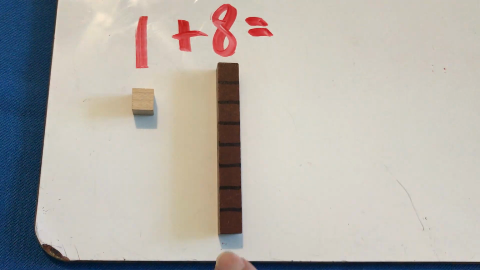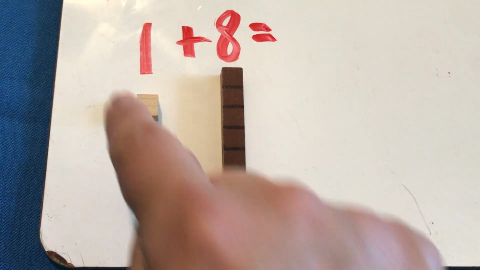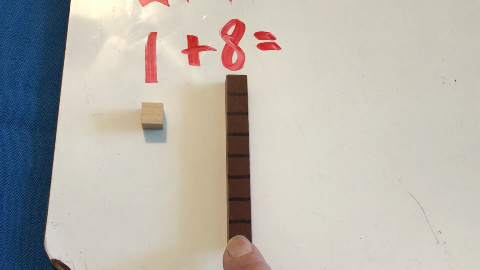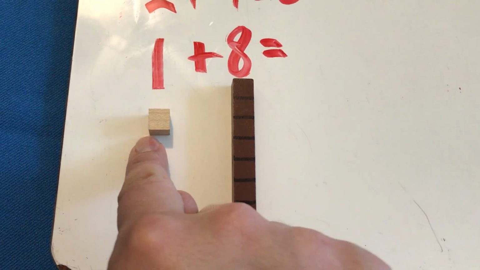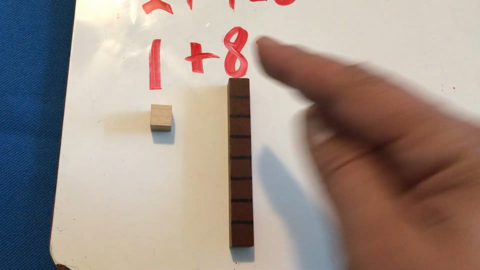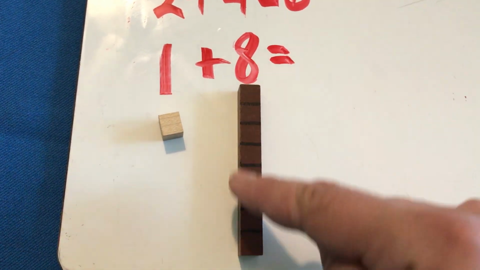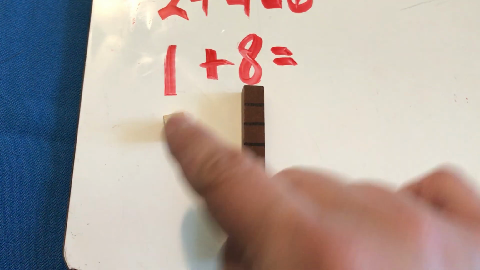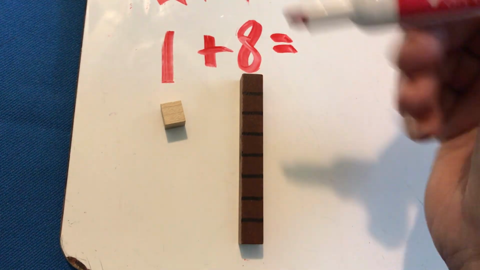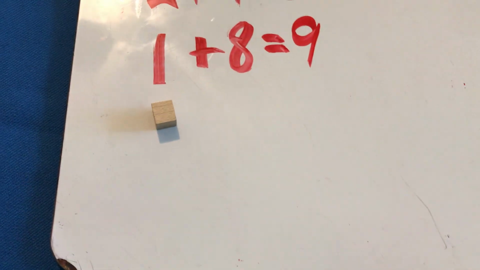If you know this is a group of 8, and you need to add 1 more, wouldn't you start here and say 8? What comes after 8? 9. 8 plus 1 more is 9. When you count 8, 9. It's easiest always to start your adding with your biggest number. 1 plus 8 equals 9.